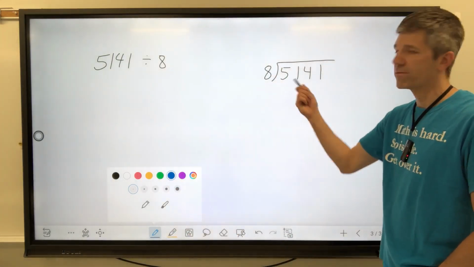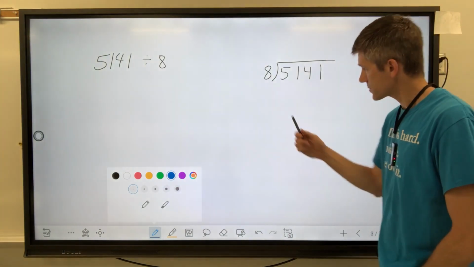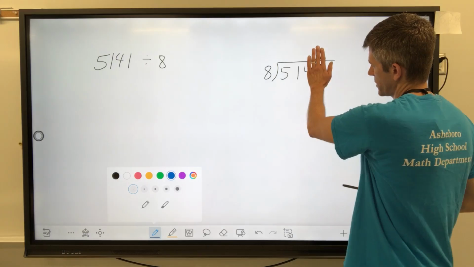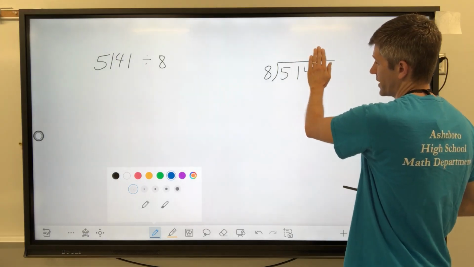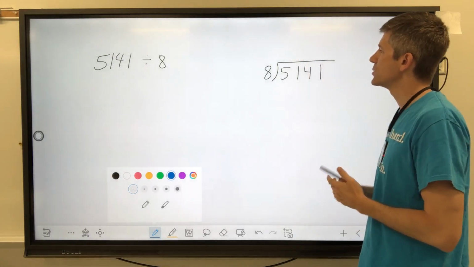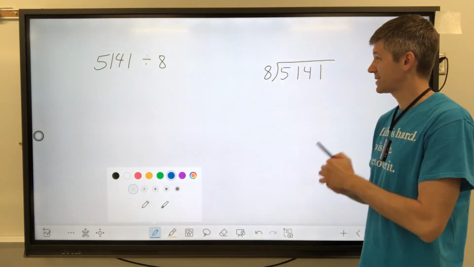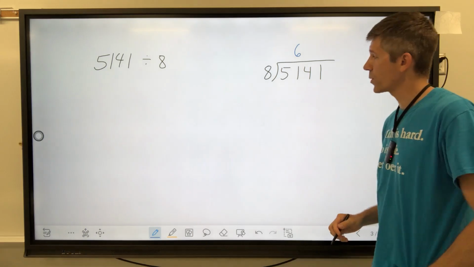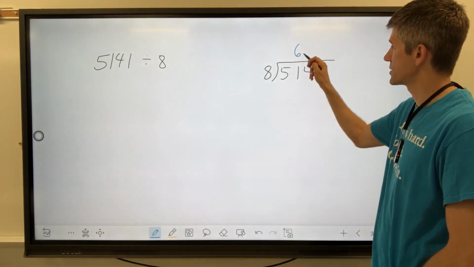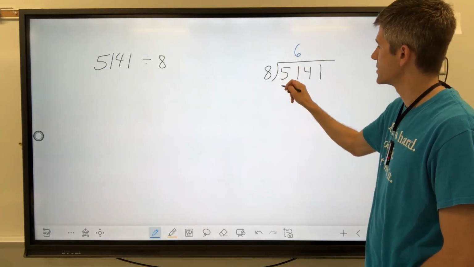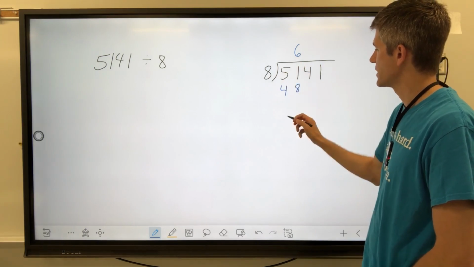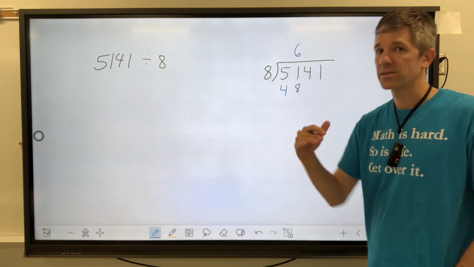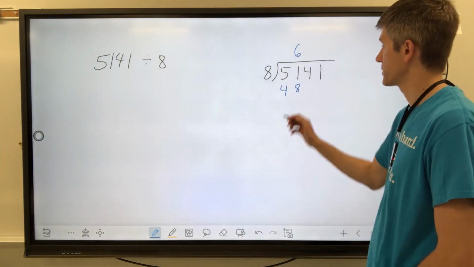Does 8 go into 5? No. Does 8 go into 51? Yes, it does. So we're just going to take this as much as we can. So 8 doesn't go into 5, 8 does go into 51. 8 goes into 51 6 times. And then at this point, what I'm going to do is say, well, 6 times 8 is 48. And if you're like, oh my goodness, I've seen this, I know how to do it, trust me, this process is going to help us as we move into the next step.